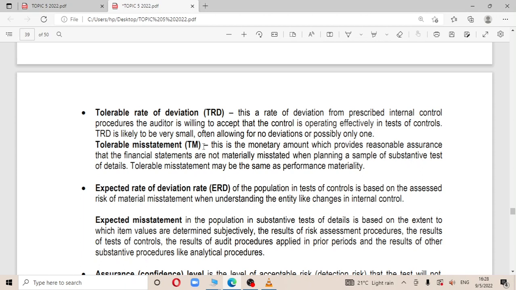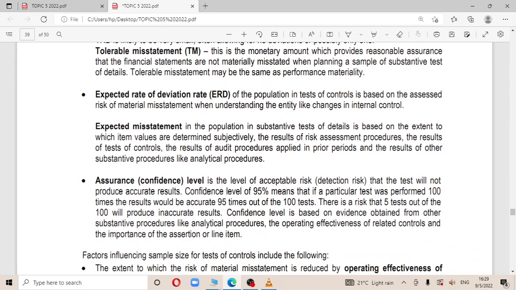Then the expected rate of deviation. When you go to audit, you expect a certain rate of deviation from the best practices or from what you expect. So if your expected rate of deviation is high, then you start by selecting a high sample size. Remember, these factors are determining how much sample size you are going to have.